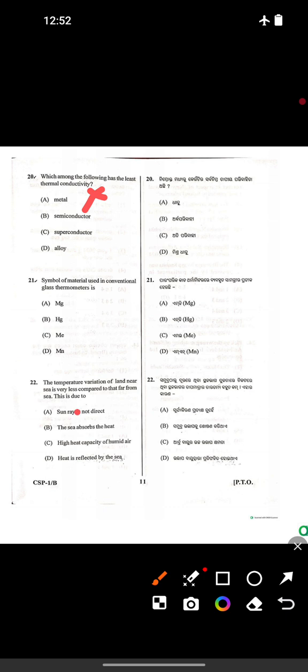Superconductors have special qualities, unique thermal properties. Their thermal conductivity is lower than metals but can vary based on the material or temperature. Alloys are a mixture of metal and non-metal, like steel and brass, and they have the least thermal conductivity. Option D is the right answer here.